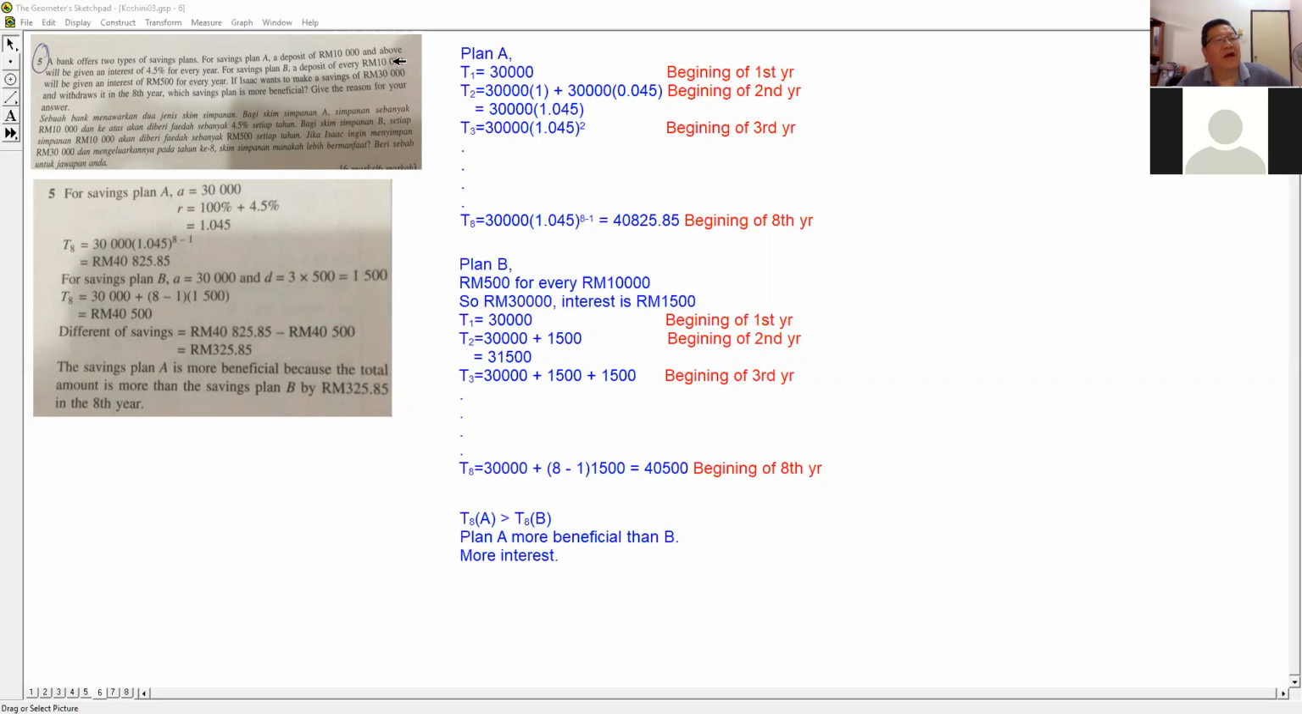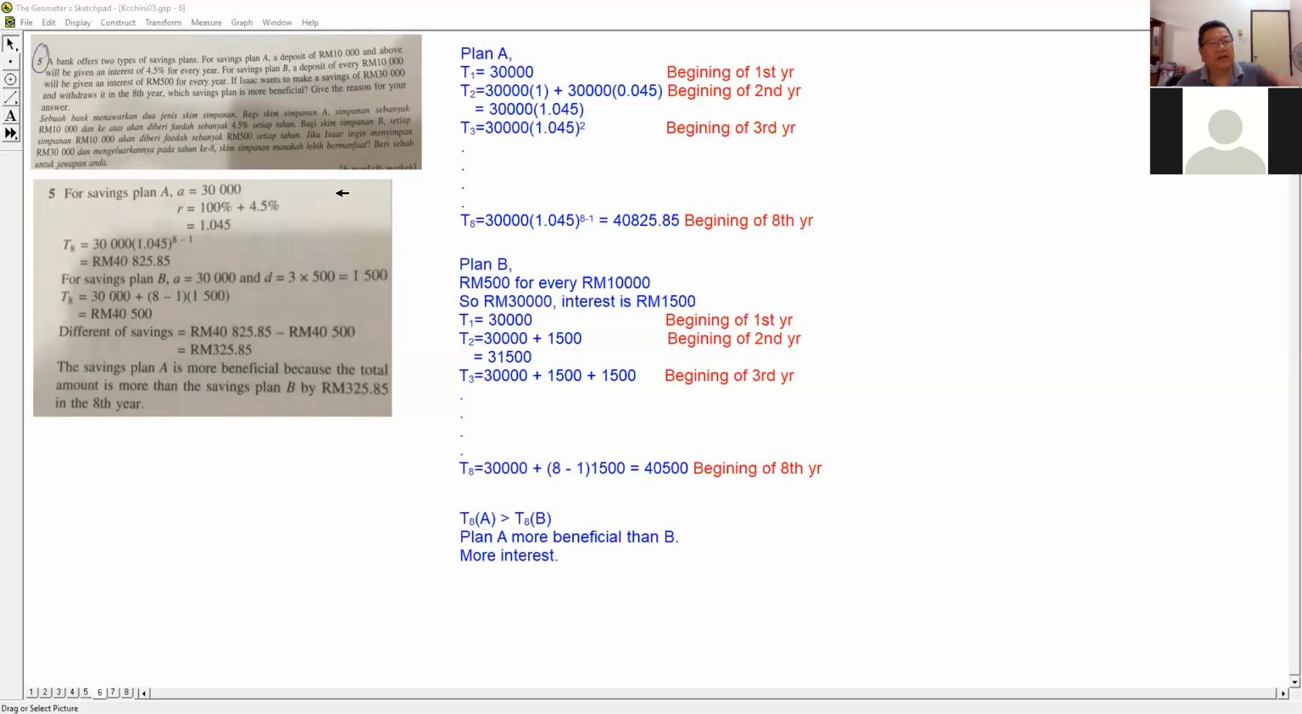A deposit of 10,000 will be given 500. So that means 10,000, you're given 500. If it's more than 10,000, let's say 11,000 until 19,000, you are still given 500. When your sum is 10,000, and add another 10,000 becomes 20,000, then the interest will be another 500. So the interest will be 1,000. If your principal is 30,000, then the interest will be 1,500.